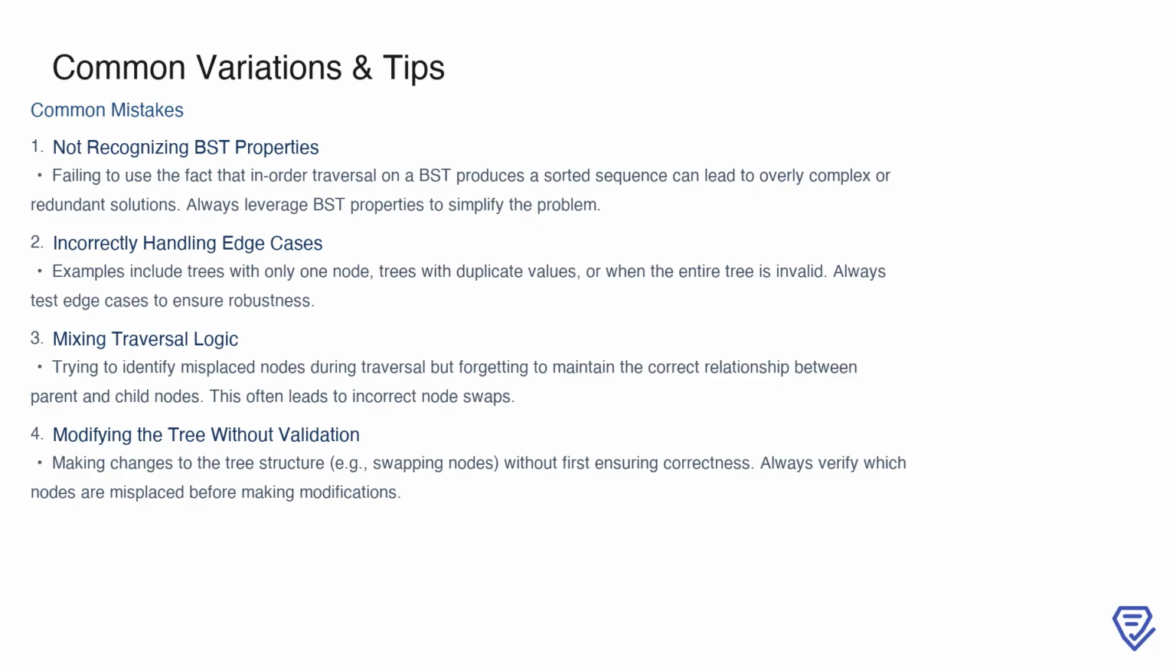Additionally, mixing traversal logic is a concern. This happens when you attempt to identify misplaced nodes during traversal but forget to preserve the correct relationships between parent and child nodes, leading to incorrect swaps. Lastly, modifying the tree without validating which nodes are actually misplaced is a risky approach. Always ensure correctness of your findings before making changes to the structure of the tree.